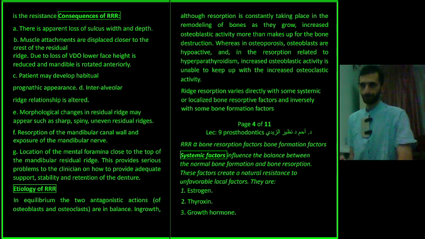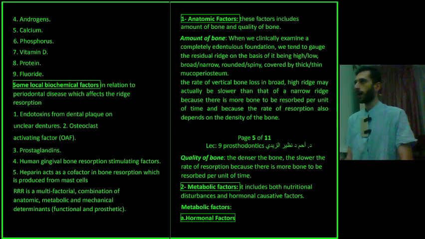Systemic factors influence the balance between normal bone formation and bone resorption. These factors create a natural resistance to unfavorable local factors. They are estrogen, thyroxine, growth hormone, androgens, calcium, phosphorus, vitamin D, protein, and fluoride.